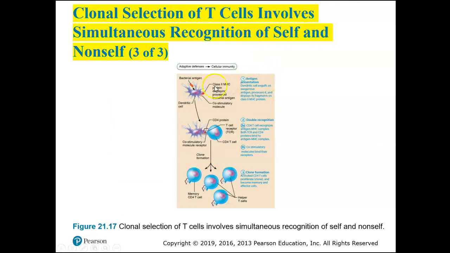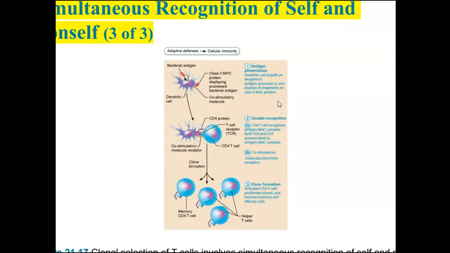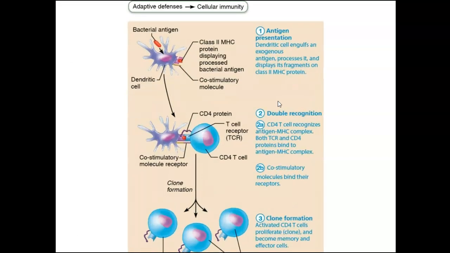So this shows you the process. It shows you that here's your bacterium that's causing your infection, enters your tissues, encounters a dendritic cell. That dendritic cell engulfs the bacterium and displays the antigen attached to a class 2 MHC protein. Okay? And then, in addition to that, there's a co-stimulatory molecule here. Let's blow this up, because I'm having trouble seeing it, and I'm actually using a laptop.